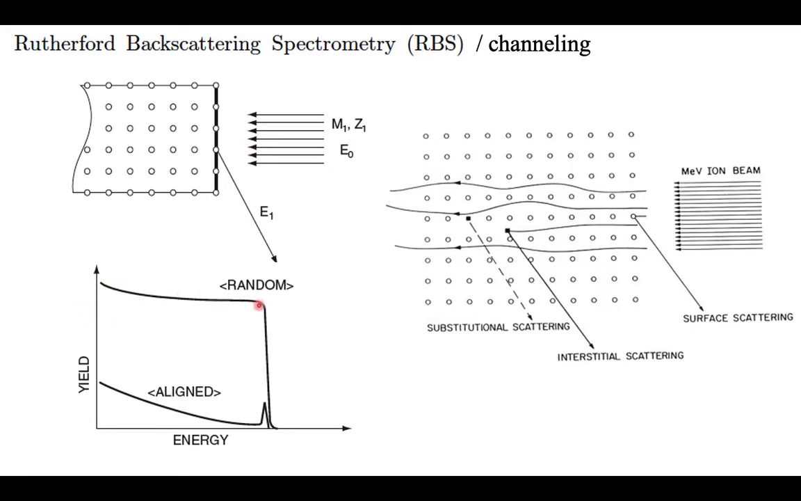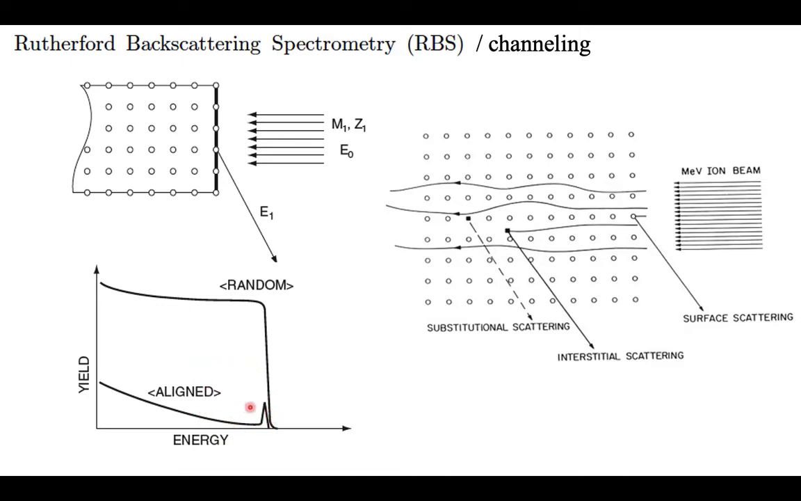So you have a really high backscatter yield for a random condition when you bombard the ions. Now if you channel it, so you are aligning the ion beams with the crystallographic direction, then the majority of the ions actually pass through, and your backscatter yield is reduced. So your forward scattering is more, and backscattering yield is much less.